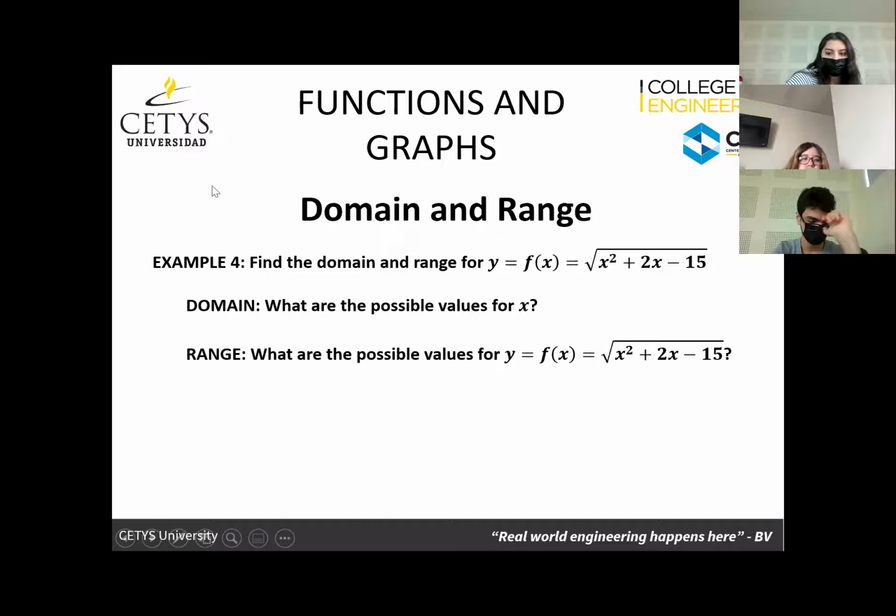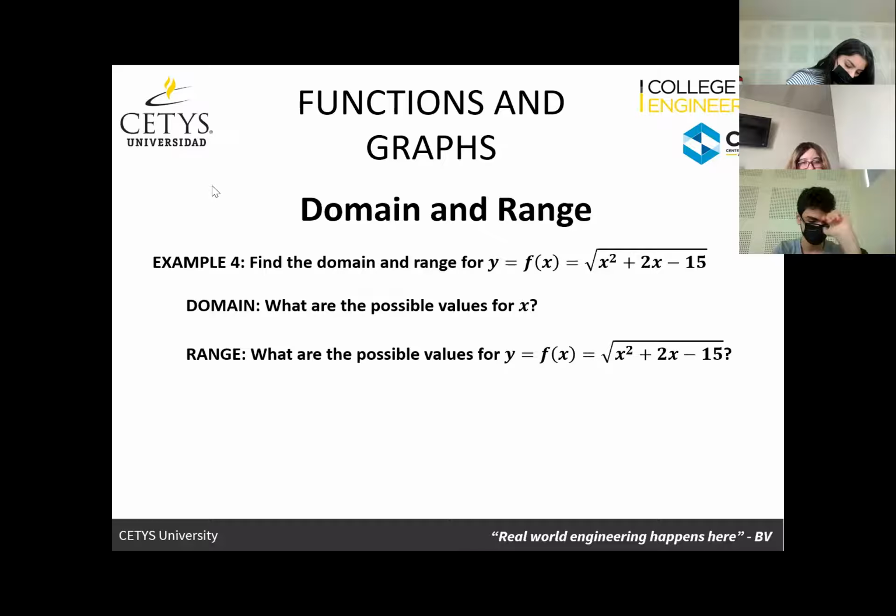Anna. Hi, Anna. Hi. Are you at SETIs? Nope. Oh, I thought because of the wall. Sorry about that. Okay, Anna, let's look at this one now.